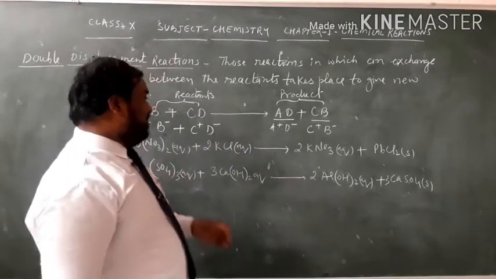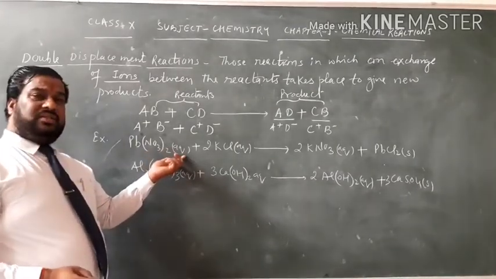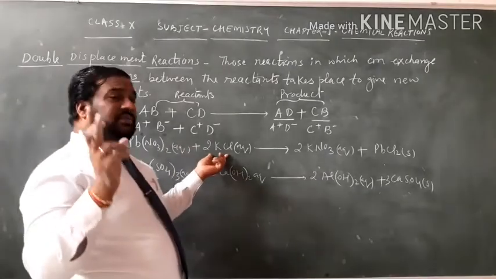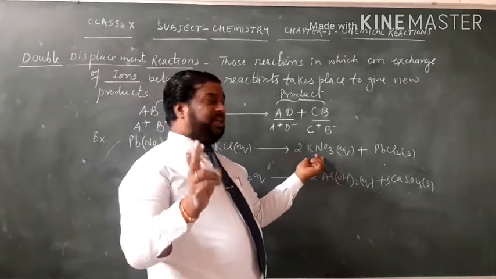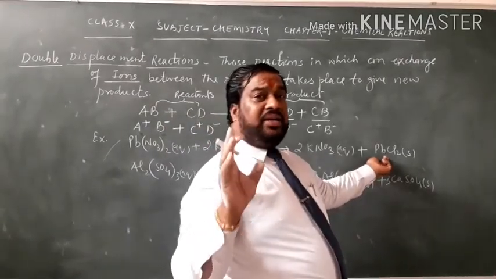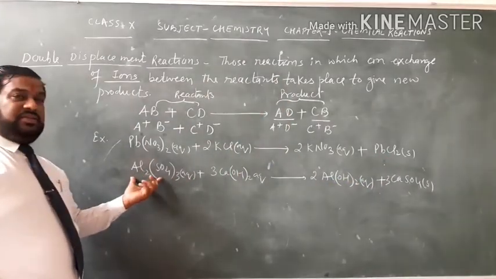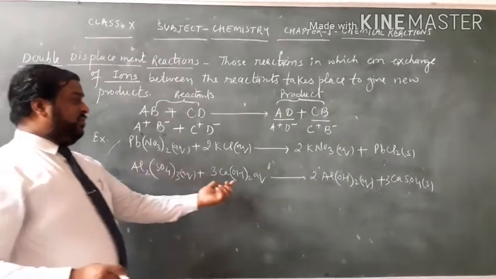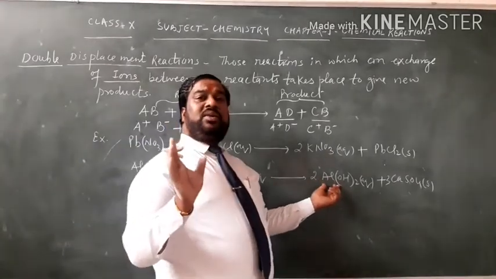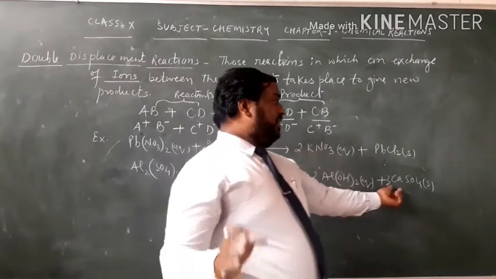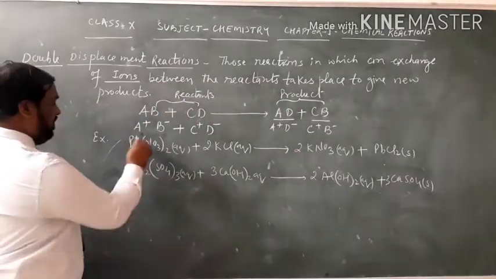reaction. For example, when lead nitrate aqueous reacts with potassium chloride aqueous, it forms potassium nitrate and lead chloride solid. Second is ammonium sulfate aqueous reacting with calcium hydroxide aqueous to form ammonium hydroxide aqueous solution and calcium sulfate, this is a solid.